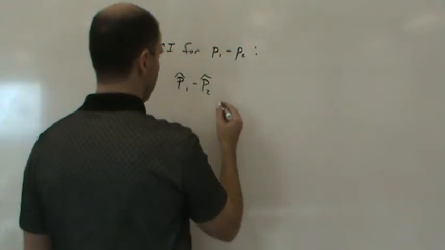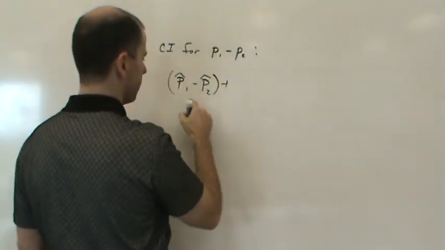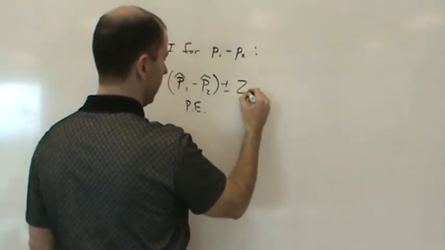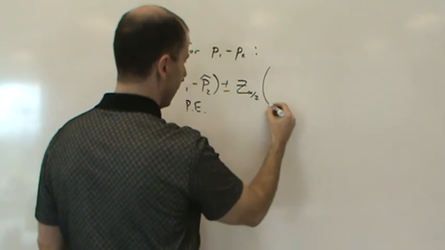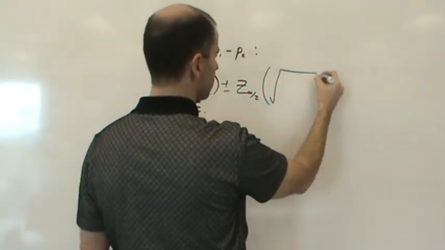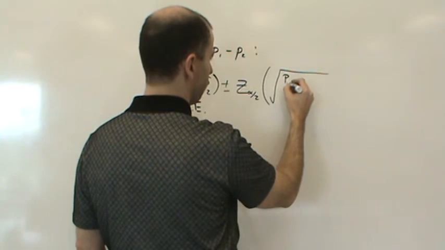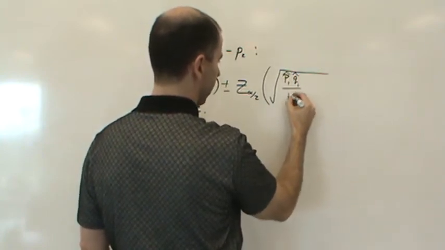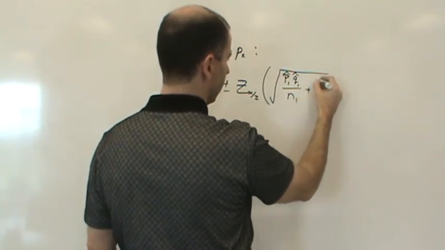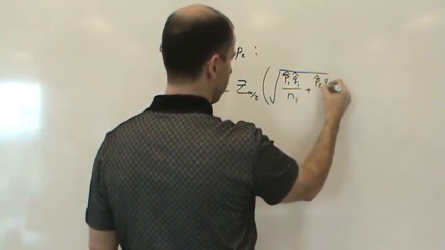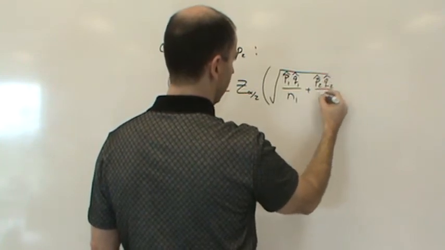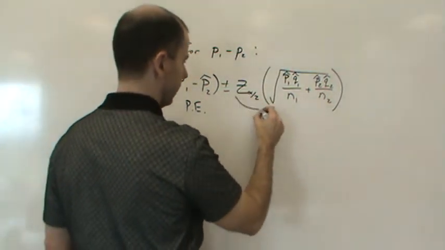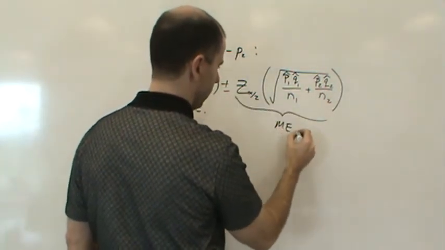Okay? So this is the point estimate, plus or minus the margin of error, which is going to be Z alpha over 2 times, and of course, this shouldn't be a surprise, the square root of P1 hat times Q1 hat over N1 plus P2 hat times Q2 hat over N2. And so this is the margin of error.